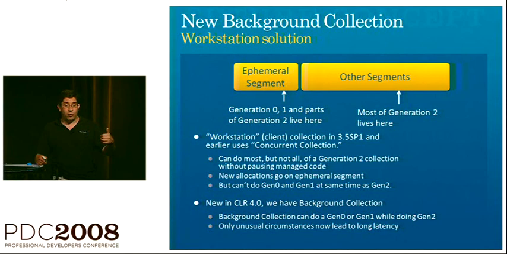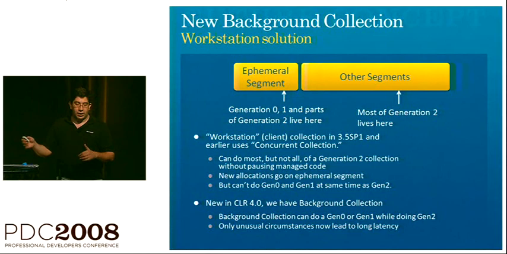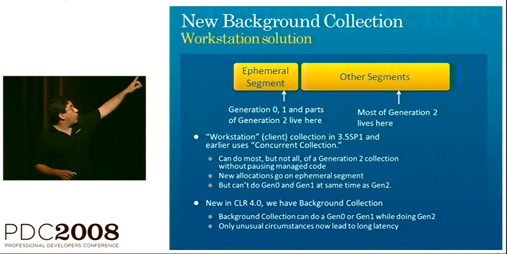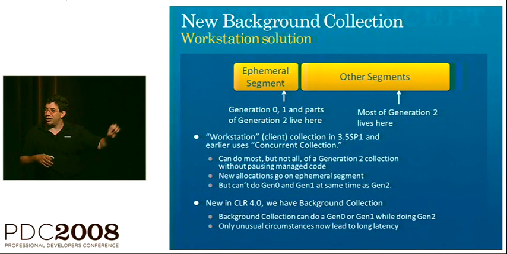It can do most but not all of a Gen 2 collection without pausing managed code. So it's a slightly less efficient algorithm, but it leads to far fewer pauses than what we had on the server. Now, new allocations are going to go on the ephemeral segment. The ephemeral segment is where generation 0 and 1 and parts of generation 2 live. We think of things being moved around from generation to generation, but they're not really physically moved mostly. They mostly just sit on a segment most of the time.